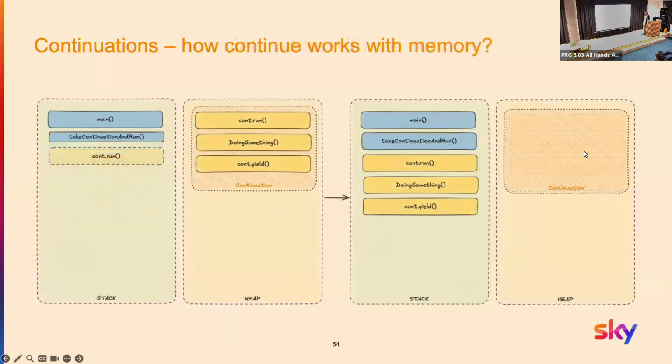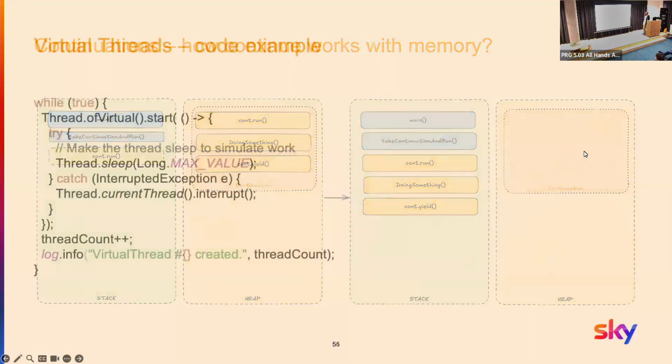Same thing happens when you resume the continuation. It's taken from the heap, copied back to the stack, and then the execution is resumed from whatever was the last yield inside that function. So this way, you can imagine that it uses the stack much more effectively.